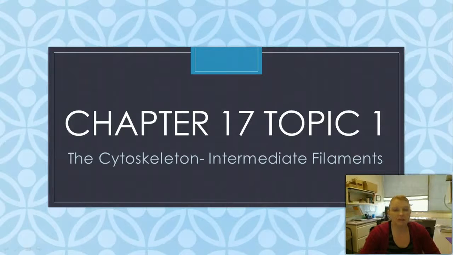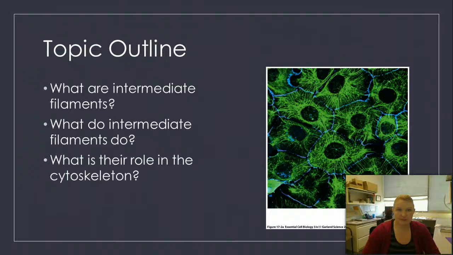In this topic, we're going to focus on intermediate filaments. Chapter 17 is all about the cytoskeleton. So we have 4 different topics in this chapter. And in the last topic, we're going to wrap up with muscle contraction. So we kind of bring together all the different topics we talk about in 1 through 3. And as I said, in Topic 1, we're going to focus on the intermediate filaments.